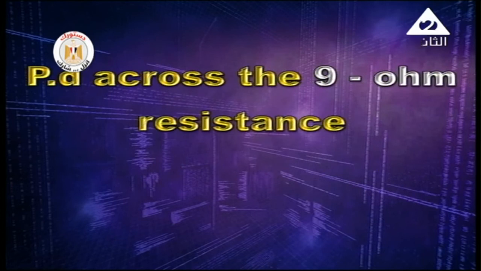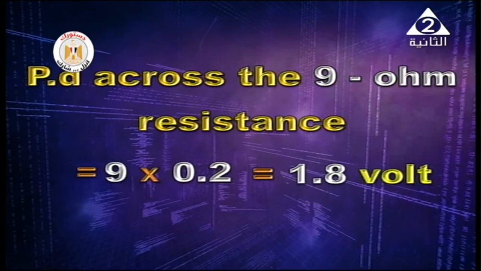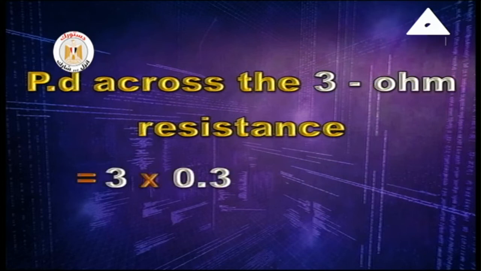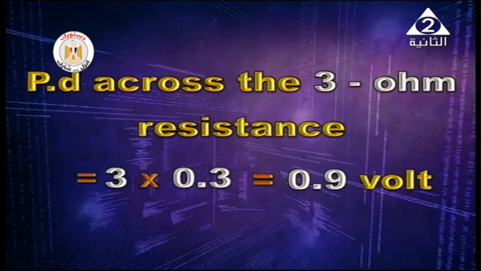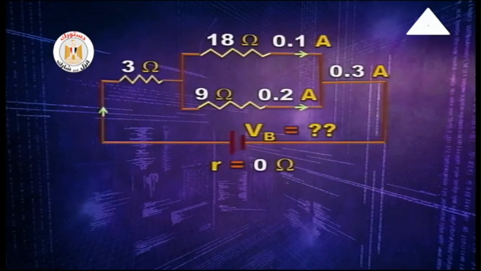We'll do the same concerning the 9 ohm resistor. It is 9 times 0.2. It is 1.8, same potential. So they must be connected in parallel. Potential difference across the last resistor, the 3 ohm resistor, is 3 times 0.3, so it is 0.9. So we can figure it out right now. 18 and 9 connected in parallel, and both connected in series to the 3 ohm resistor.